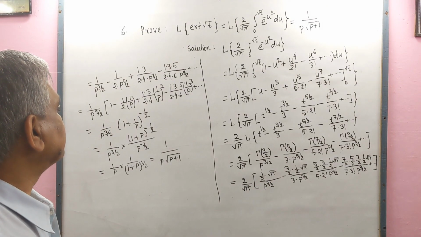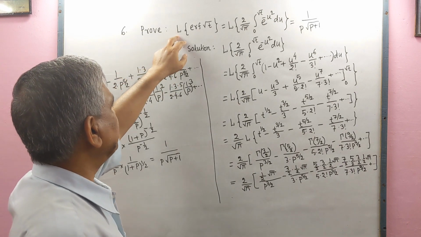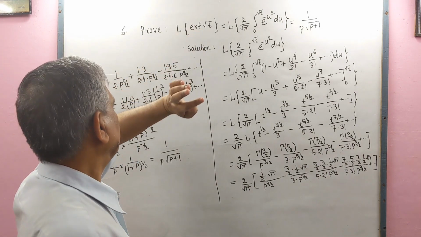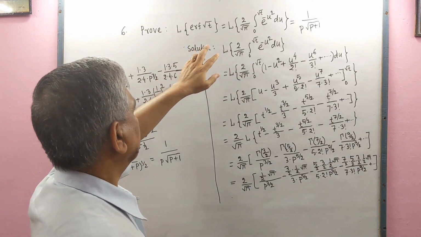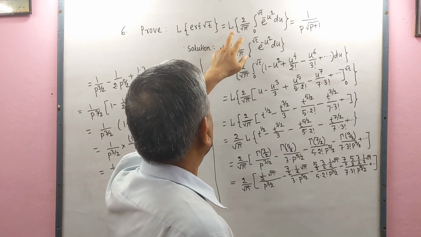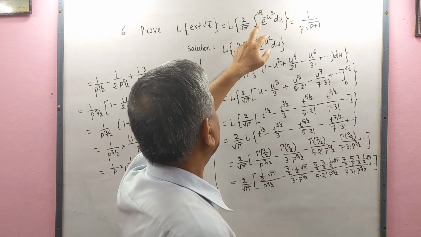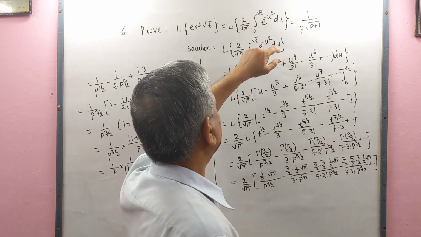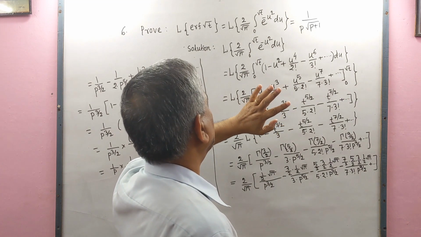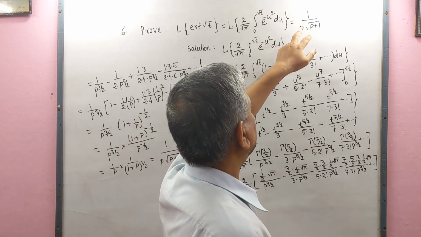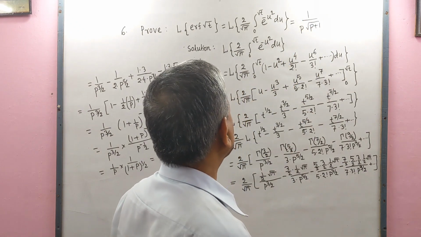Now we shall solve problem number 6. It is the Laplace transformation of the error function of root t. This equals the Laplace transformation of 2 by square root pi, integration 0 to square root t, e to the power minus u square du. We have to prove that this equals 1 by p into square root of p plus 1.